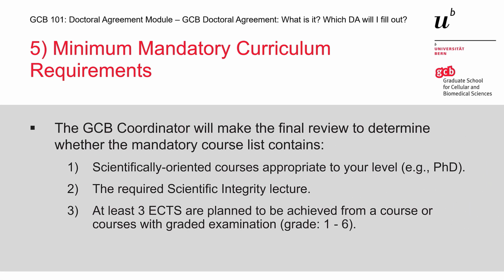The GCB Coordinator will make the final review to determine whether the mandatory course list contains: 1. Scientifically oriented courses appropriate to your level, for example, PhD. 2. The required scientific integrity lecture. 3. At least 3 ECTS that are planned to be achieved from a graded course or multiple graded courses.